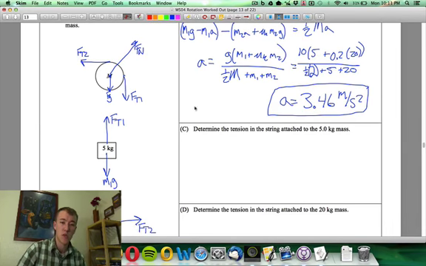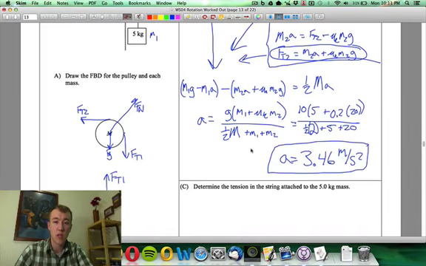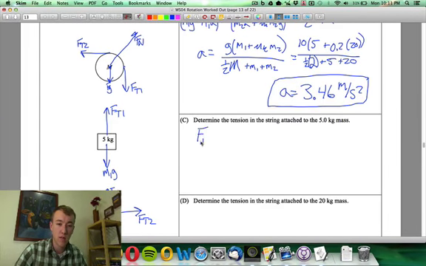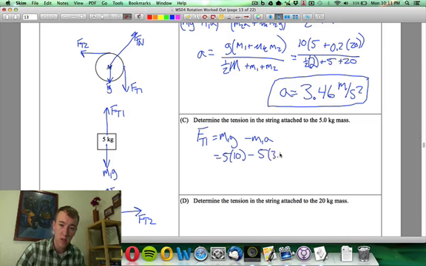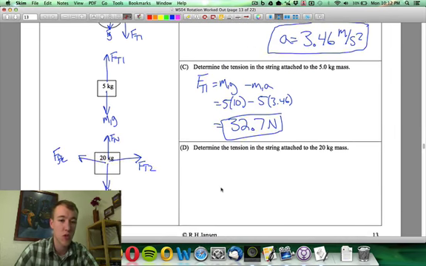This one says determine the tension in the string with the 5 kilogram mass. Up here, if you see, we solved for tension right here, and so we can bring that down and solve for that again. Force of tension 1 equals mass 1 times gravity minus mass 1 times its acceleration. We now know that acceleration, so this is an easy calculation for us. 3.46. There's probably a little rounding here, but I get 32.7 newtons, so that would be tension 1. That's a dynamics thing. Net force, you guys know how to do that.